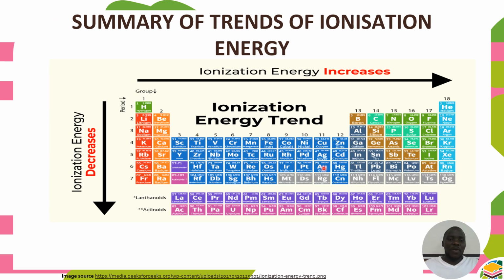So, summary of the trend of ionization energy in the periodic table. Moving from top to bottom, it decreases, while moving from bottom to top, it increases. While moving from left to right or across the period, ionization energy increases, while moving from right to left, ionization energy decreases. That is how ionization energy works in the periodic table.